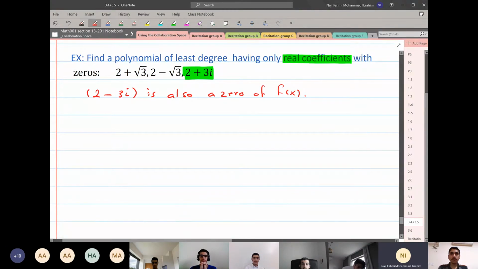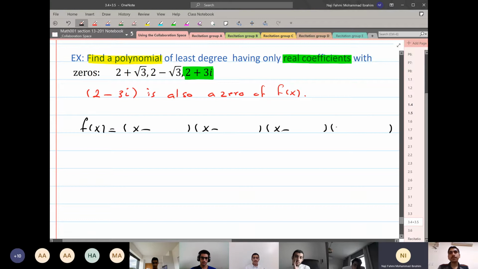Now the question is asking us for what? Find a polynomial. So he wants us to find the polynomial. To find the polynomial, we did this also last time. I will open a bracket. And how many brackets will we open right now? 4. 4 brackets. Why? Because we know 4 zeros. And inside each bracket, what will I write?